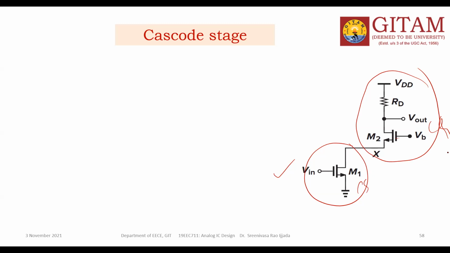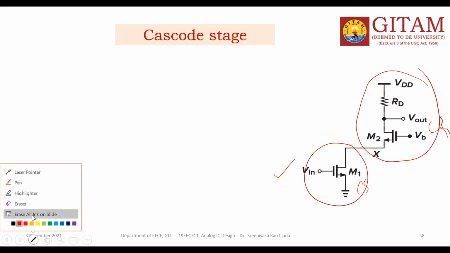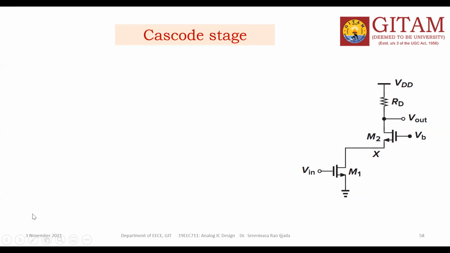Give me clarity: in the CG, common gate stage, where do you apply the input voltage? At the source. Yes, this is the source. For this, the input is applied at the source.